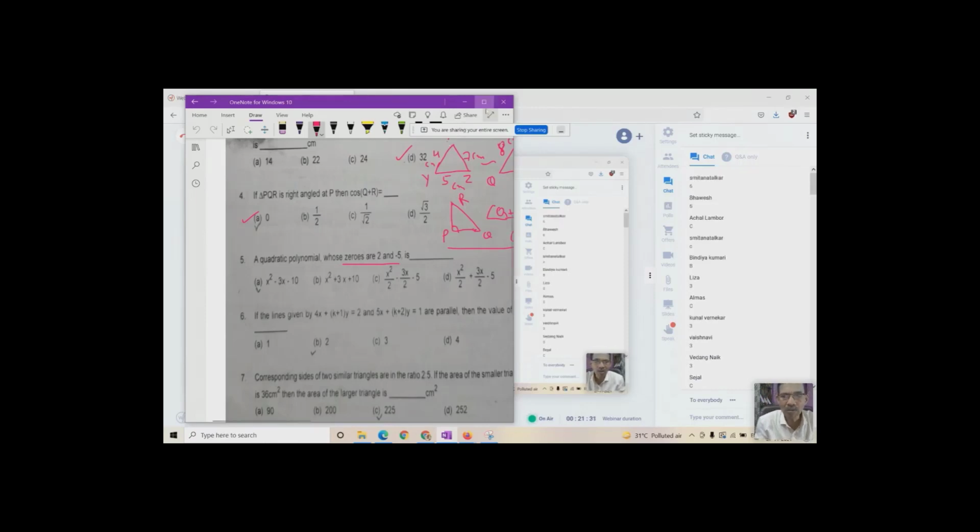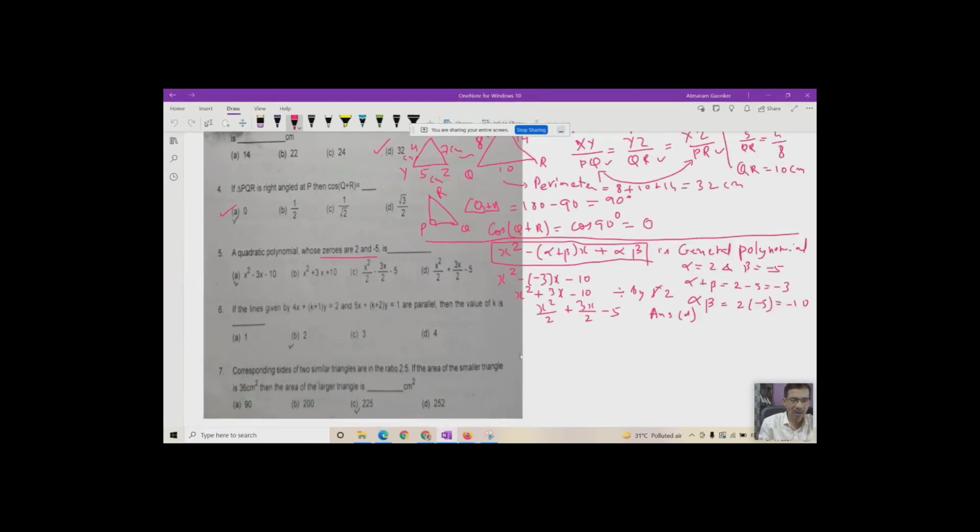Okay, Bhavesh wants me to solve it. Let me solve this problem. See, lines are said to be parallel when the three ratios are equal, that is, A1 upon A2 is equal to B1 upon B2 is equal to C1 upon C2. So let me write these ratios.